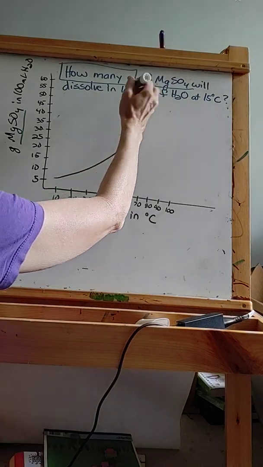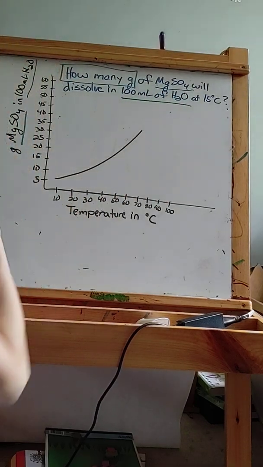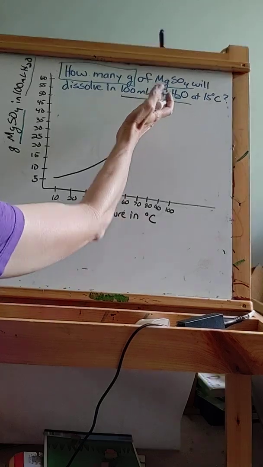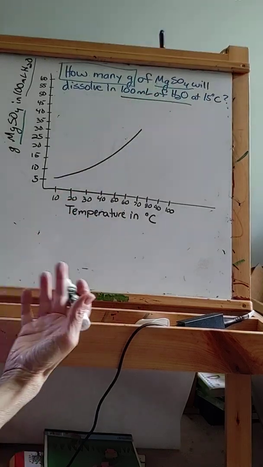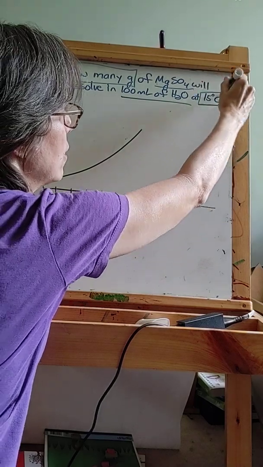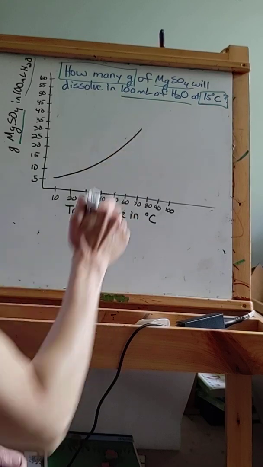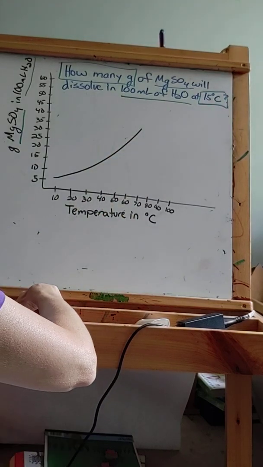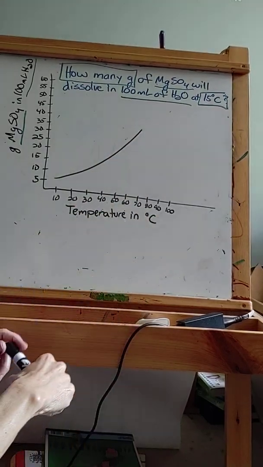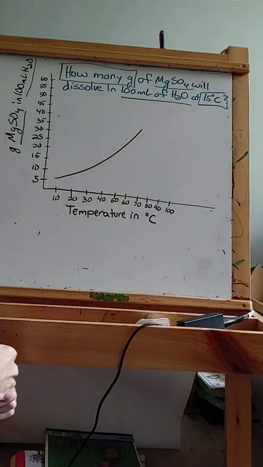Will dissolve in 100 milliliters of water. That's what the graph is drawn for. It's drawn for the amount of water they give you in the problem. Again, they're not trying to trick you. Don't worry about that. We do need to take a look at the temperature, because hopefully what you can see from this graph is that a different amount of magnesium sulfate will dissolve at different temperatures. So they told us to take a look at 15 degrees C.